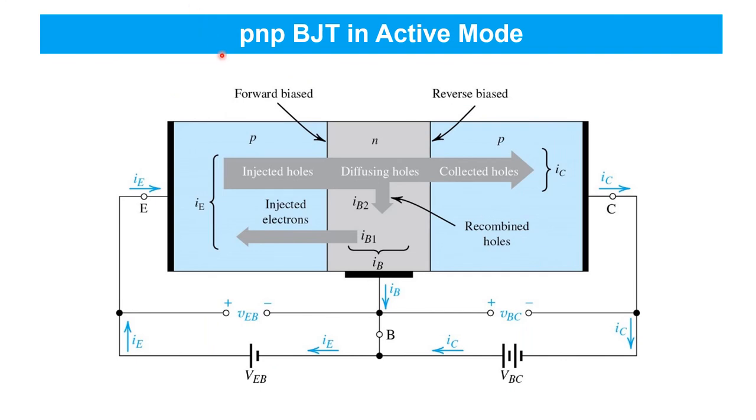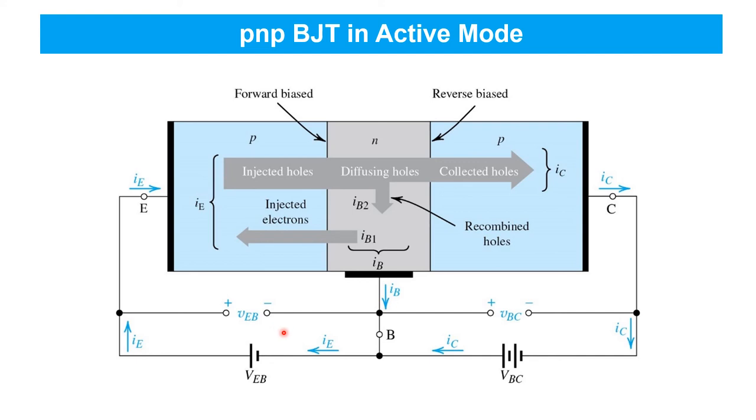Next, we turn our attention to the PNP BJT in active mode. So the basic principles are all the same. It's just the type of charge carriers is reversed. In this case, because the emitter is P-type, it's mostly holes that are injected from emitter into base, carrying the vast majority of the current in this BJT. Those holes diffuse across the narrow base region and are collected by the collector. So most of the current flow here when it's in active mode is holes flowing all the way from emitter to collector, which means positive current flowing into the emitter and out the collector, in the opposite direction of the NPN transistor, where it was electrons flowing this way, so positive current was flowing that way.